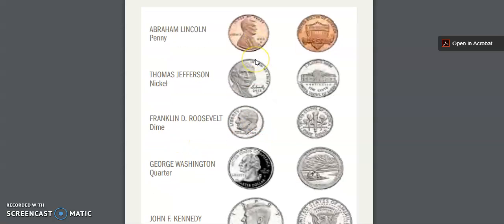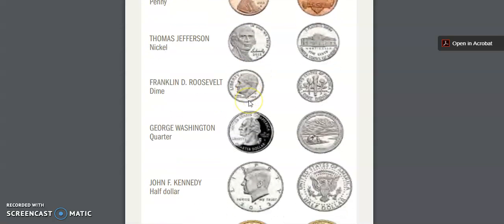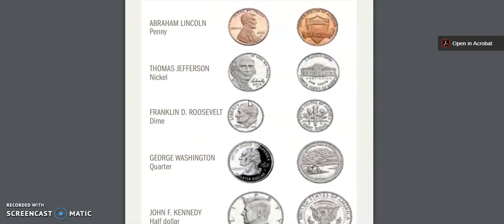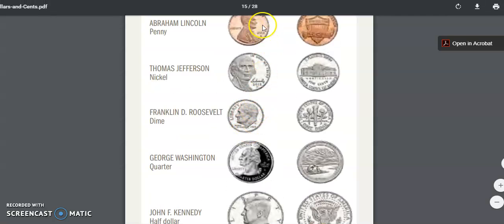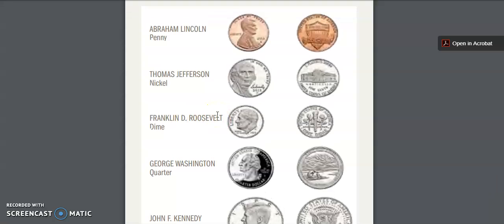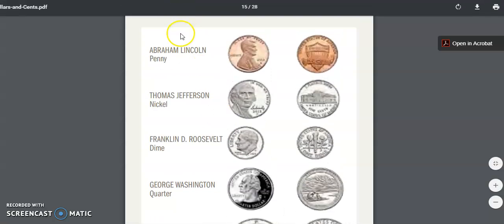Now, I like this chart because it has the actual size of the coins. For example, you see that the dime is smaller than the penny and the nickel, but it is worth more. It is worth 10 cents. And here we have Franklin D. Roosevelt, who was a president. Sorry, I think I didn't go over them. These have all been presidents. Abraham Lincoln, Thomas Jefferson, Franklin D. Roosevelt.